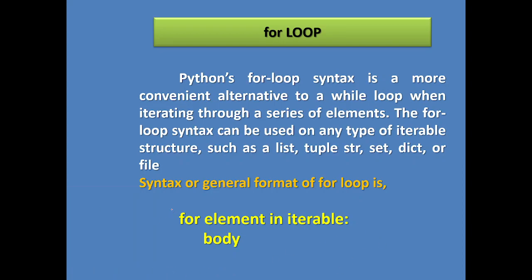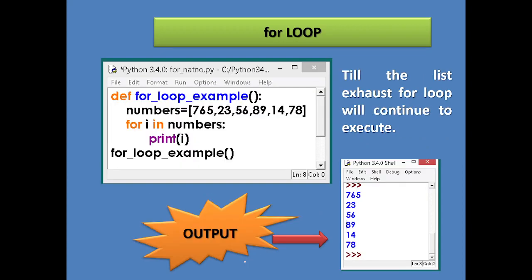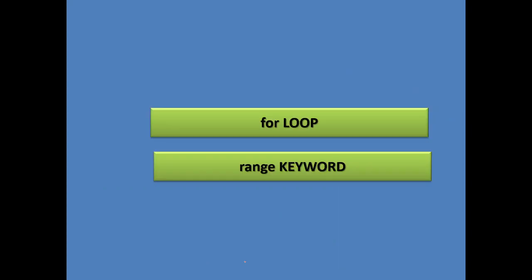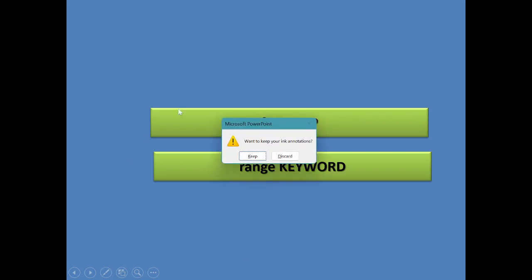But before that, see here, this is the main syntax of the for loop. First you have to write for element in the iterable, that means the elements of a list, or a tuple, or a sentence, or you can say a string. Then you will write the body of the for loop. Now let's see how the for loop will work.